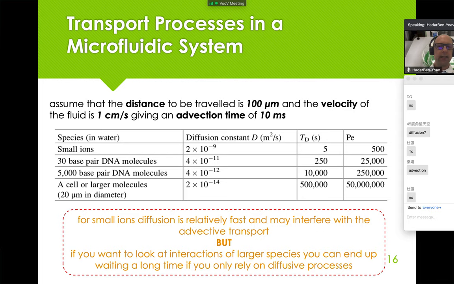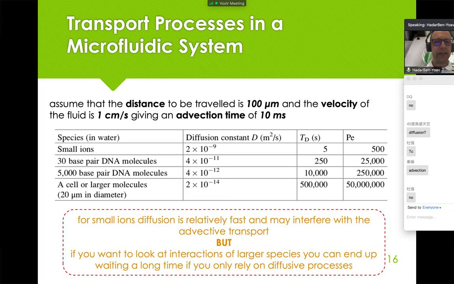So if you take large molecules and your interactions are based on diffusion and not advection, you're going to wait a long time. And therefore, you should apply advection effects or convection in your system to transfer the cells.